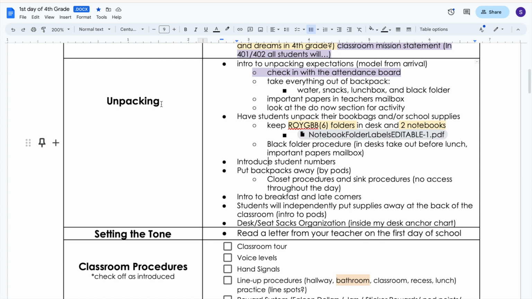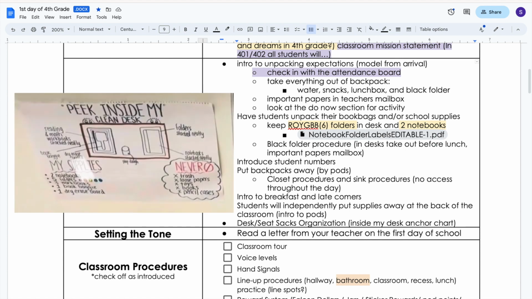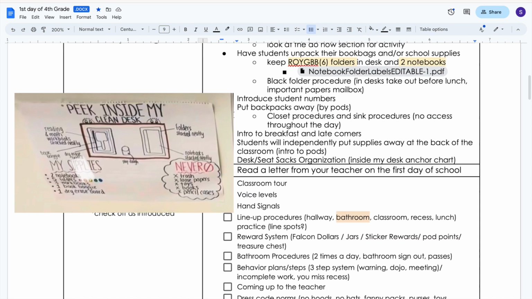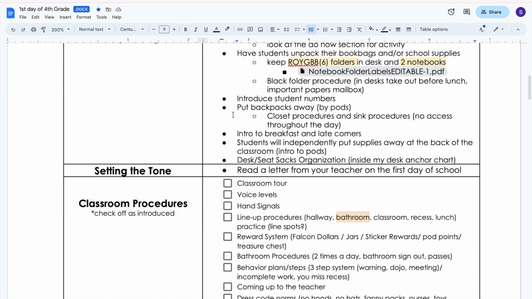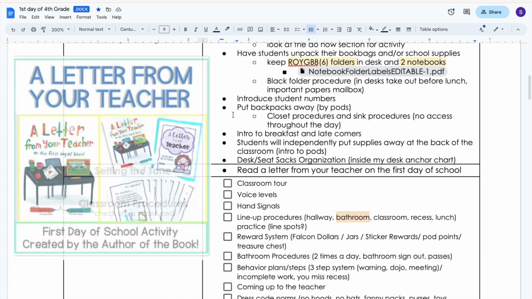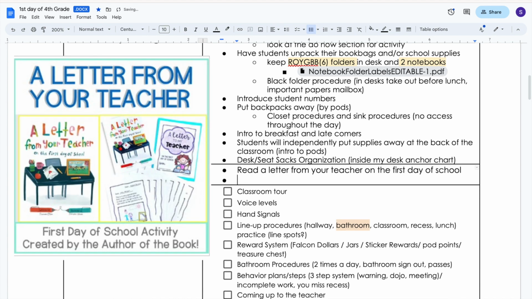And then we're going to talk about desk and seat stack organization. We're going to talk about that. And then I have an anchor chart that shows what an organized desk looks like. And then we're going to do something fun now. We're going to read a letter from your teacher on the first day of school. There is an activity, so I might put here, see we're adding activity, related to this.